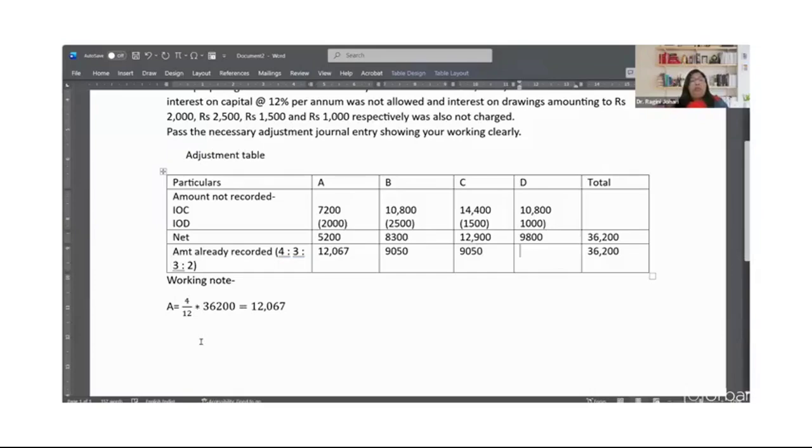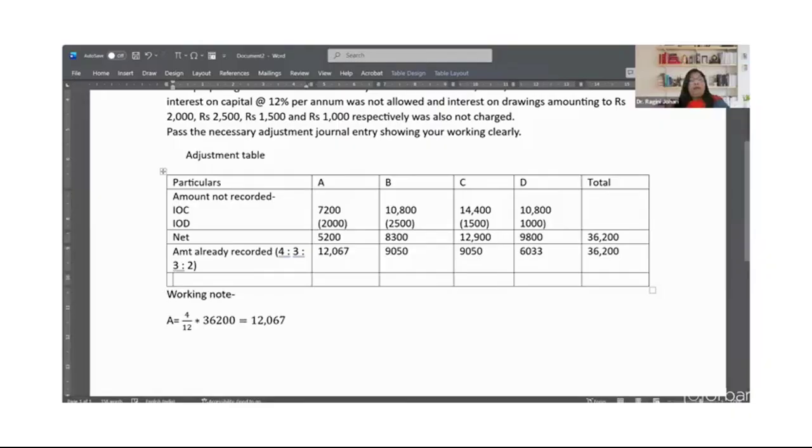And for D, it is 2 upon 12. That means this amount becomes 6033. Now adding all these numbers together, we get the same total. Now let us find the difference.